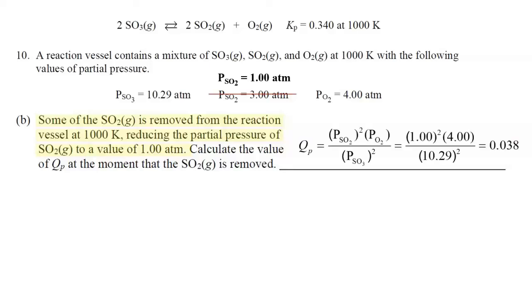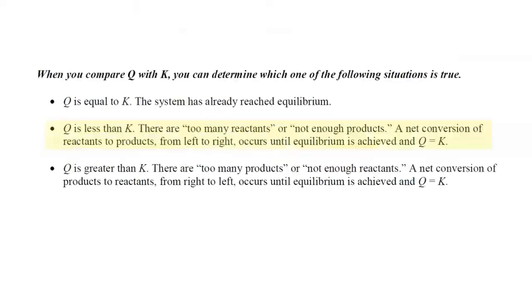Let's take a look. It's going to be 1 squared instead of 3 squared. So 1 squared times 4 divided by 10.29 squared, and we get 0.038, which, yes, is smaller than K. When Q is less than K, there are too many reactants or not enough products. In this case, it's not enough products.